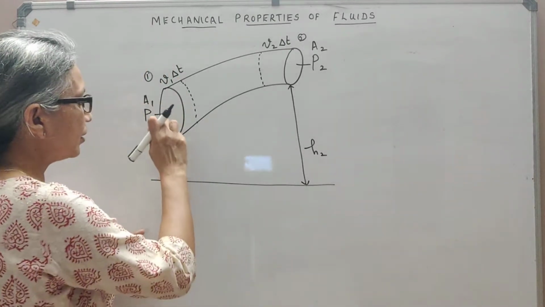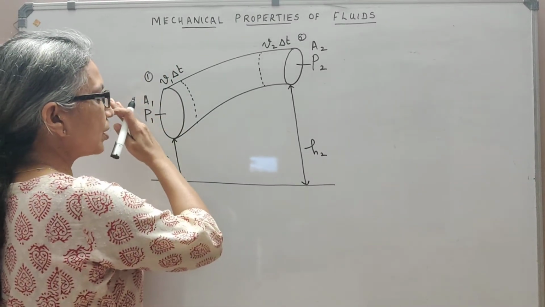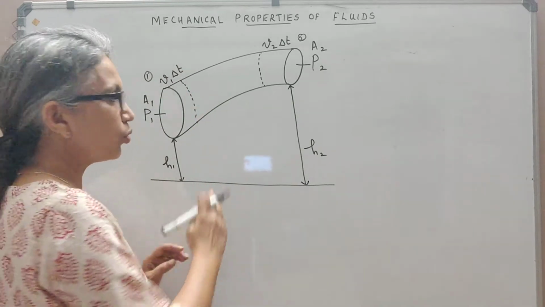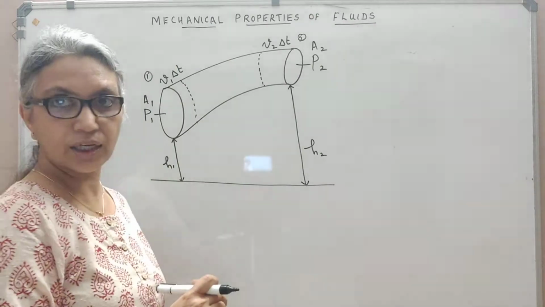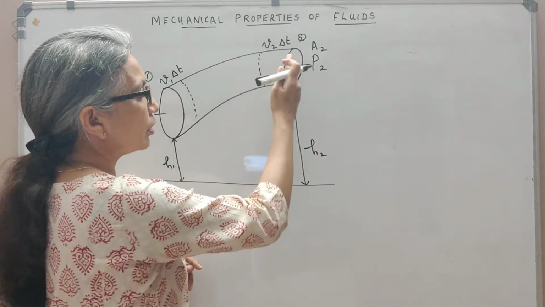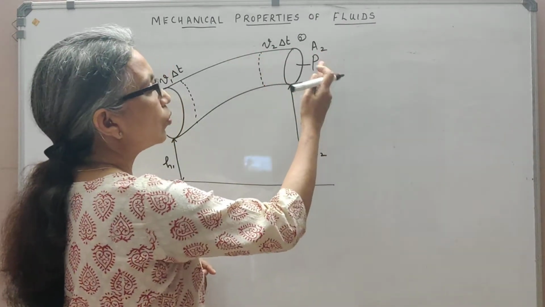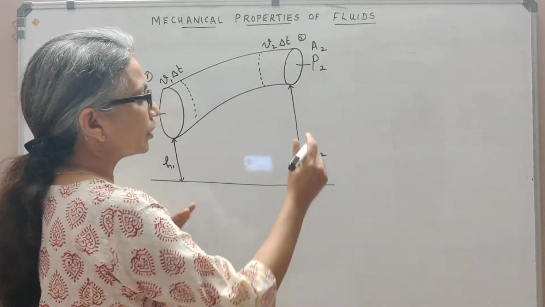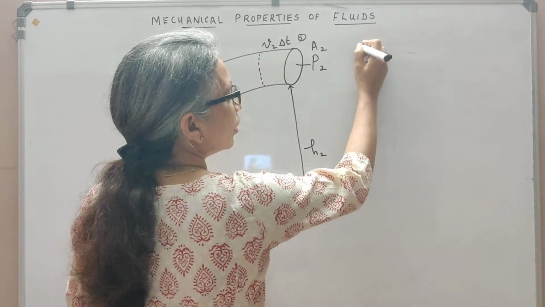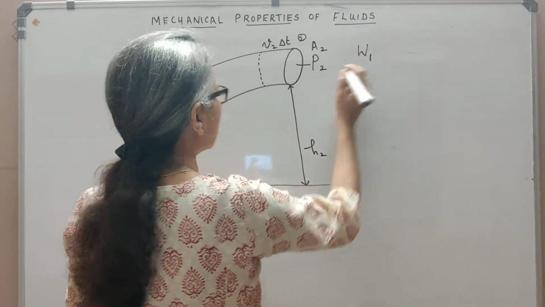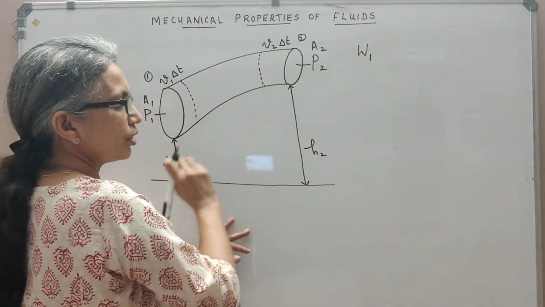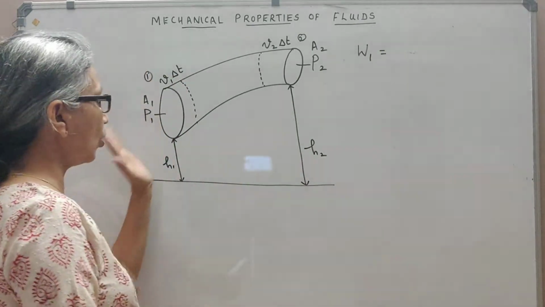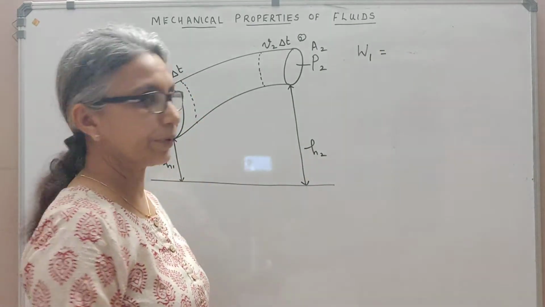Now here at this end, the work is done on the fluid to push it into the pipe. So work is done on the fluid, which is taken as positive. At the other end, the fluid is coming out. So work is done by the fluid, which is taken as negative. So let's find out work done. I will call work done at the first end here as W1, which is going to be positive, because I told you work is done on the fluid to push it into the pipe.